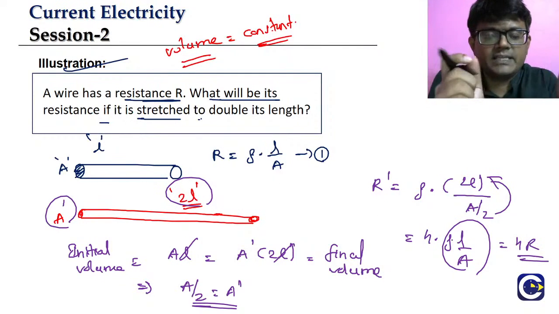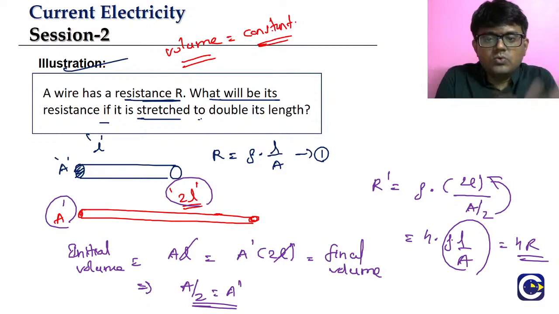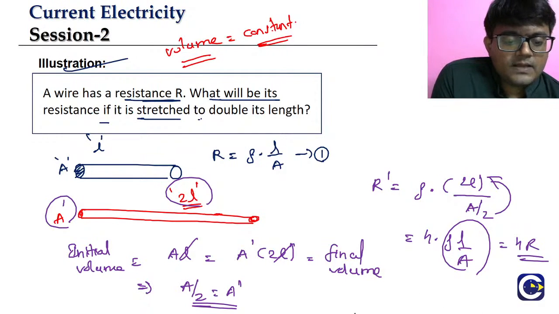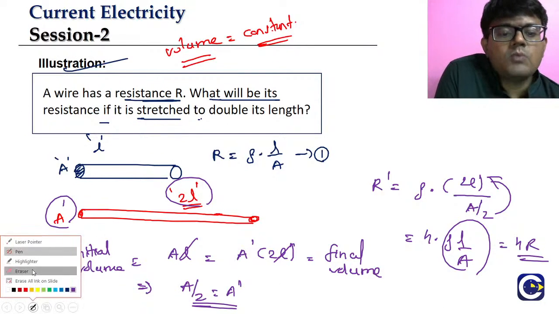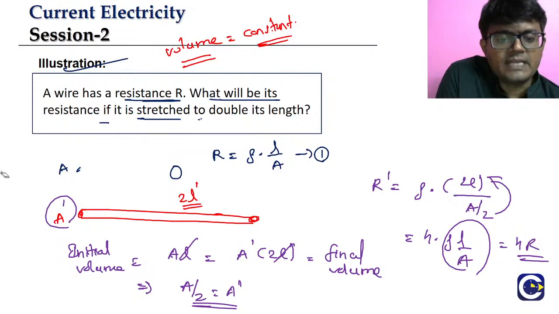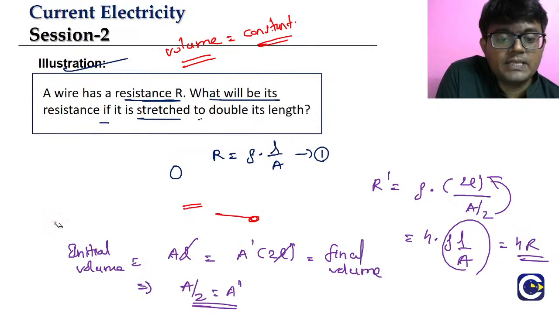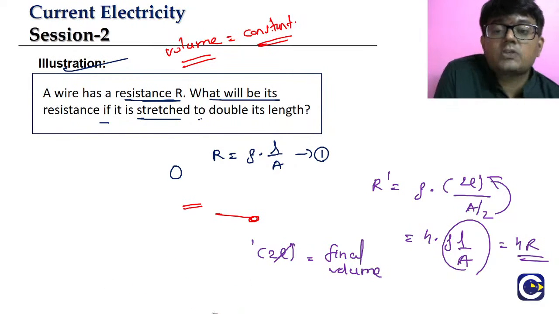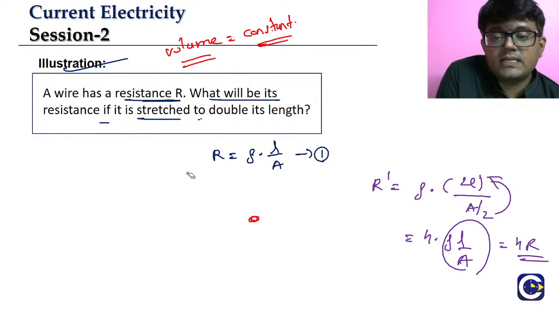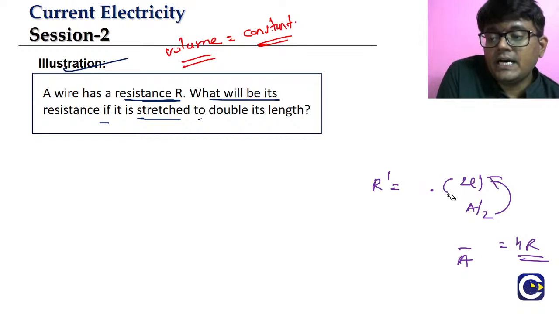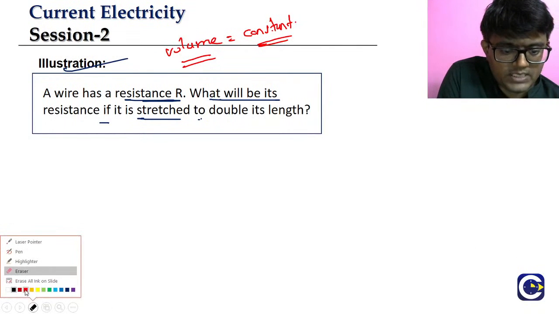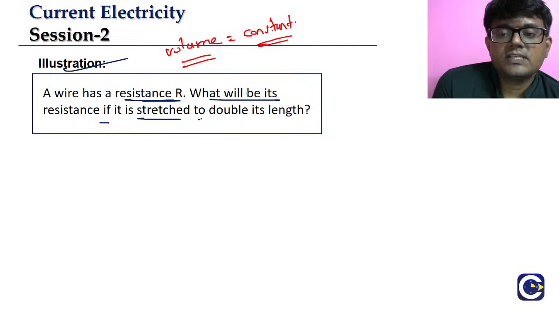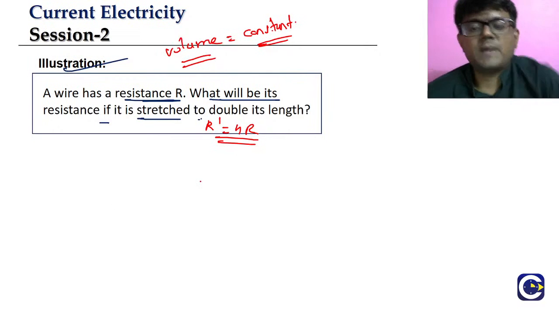So if we take a wire and stretch it to increase the length to twice its original value, what assumption did we make here? The volume of that particular substance will remain the same. Because we did not mention temperature, we are assuming the temperature remains constant, so the volume is not changing. So the result we are getting is that the final resistance R dash is 4 times the original resistance, 4R.